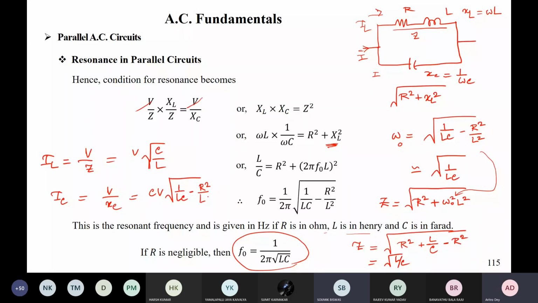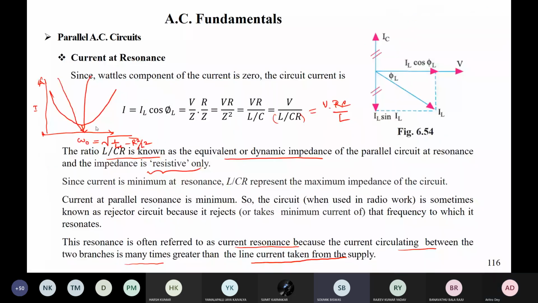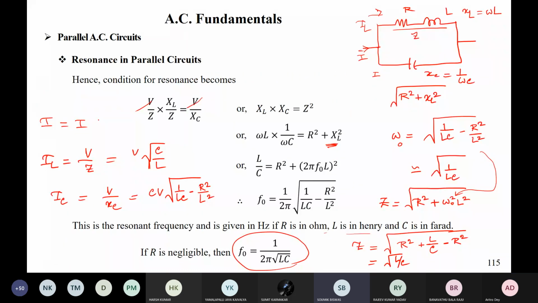So these two values are totally different from the total current, I mean magnitude wise, if we look at it. Total current I is equal to the sum of these, and that is supposed to be what we got, which is equal to V into RC by L.